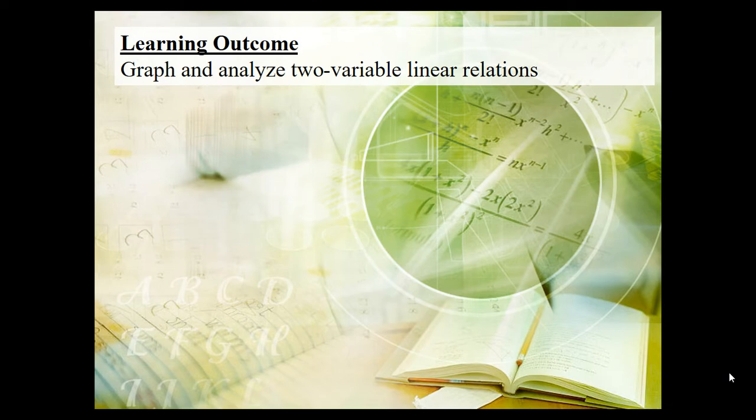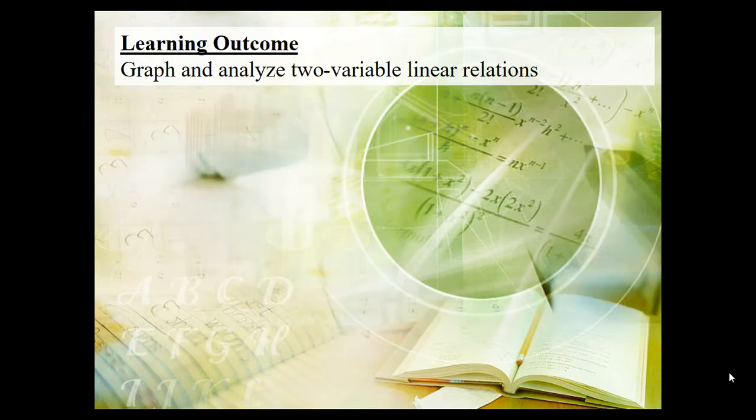Learning outcome is to graph and analyze two variable linear relations. Now, before we get started on the new stuff for this unit, we're going to do a little bit of a review of some information that we need from Math 7 in order to properly be able to do what this learning outcome identifies, graph and analyze two variable linear relations. We're going to start off by reviewing a bunch of definitions.